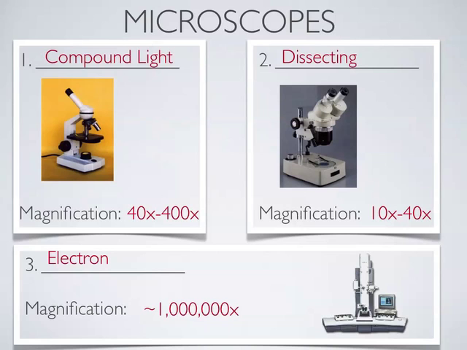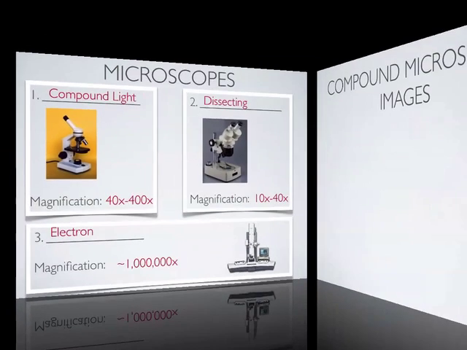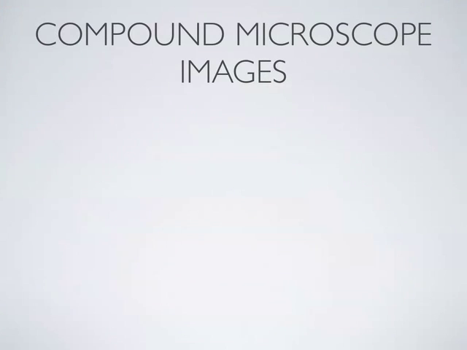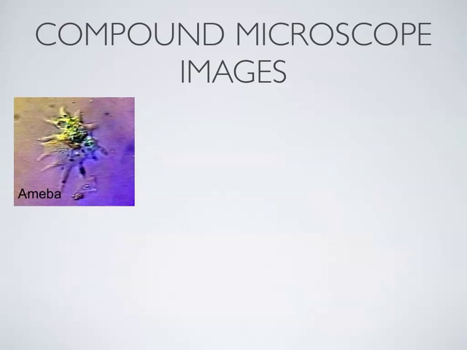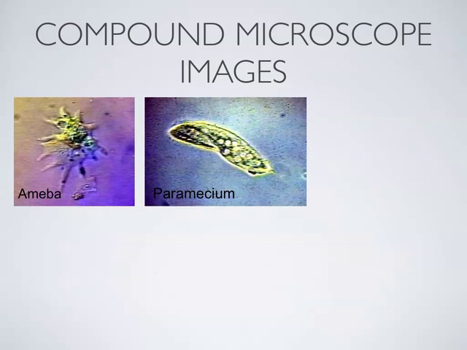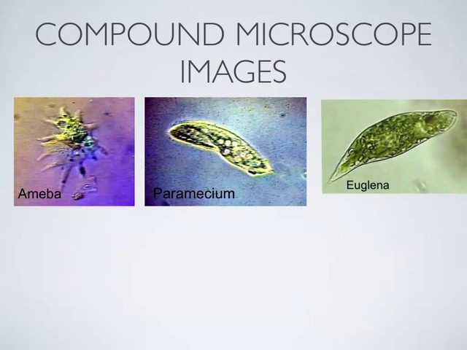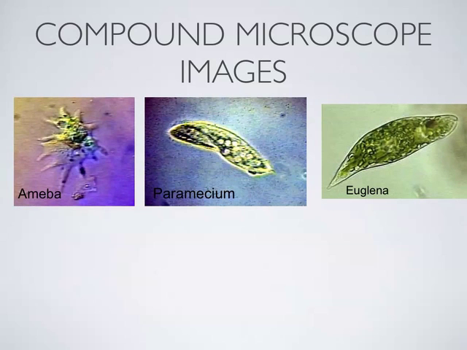And each of these microscopes sort of gives a different view of an object. And I'll show you some examples here. Let's start with the compound microscope, this one over here. When you look through the compound microscope, images look pretty flat, two-dimensional. Okay, this is an amoeba. We're going to look at amoeba in a future unit. It's a living single-celled organism. Same thing, this is a paramecium. We will see paramecium in another unit. And this is euglena, another single-celled organism. We will see all three of those.